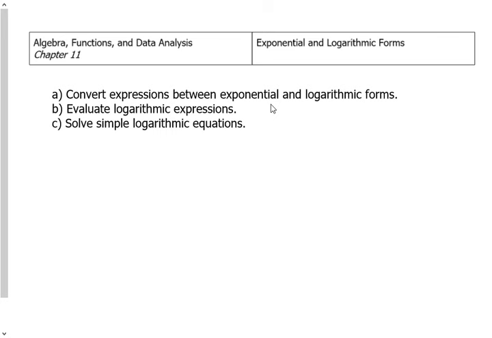All right, everybody, welcome back. We are on to chapter 11 here, which is going to be a little departure from what we've been doing previously. We are going to look at exponential and logarithmic expressions.